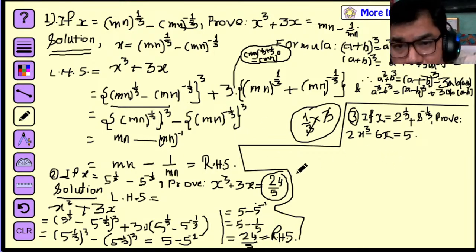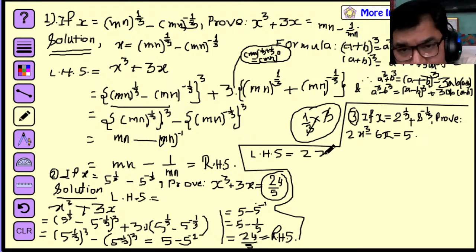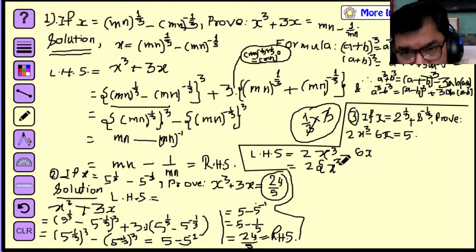Look here, same thing we have to do. This is left hand side, LHS, and LHS is given there 2x cube minus 6x, okay, and we can take here common 2. If we take 2 common here, it means here remain x cube, and here remain 3x, okay.